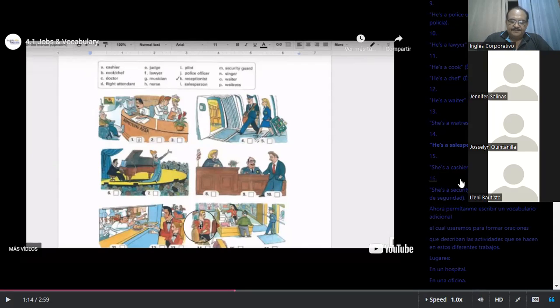Ok, so here we have... Okay, so for example, we have cashier, cook or chef, doctor, flight attendant, judge, lawyer, musician, nurse, pilot, police officer, receptionist, salesperson, security guard, we have singer, waiter, and waitress. Okay, so there are 16 words.